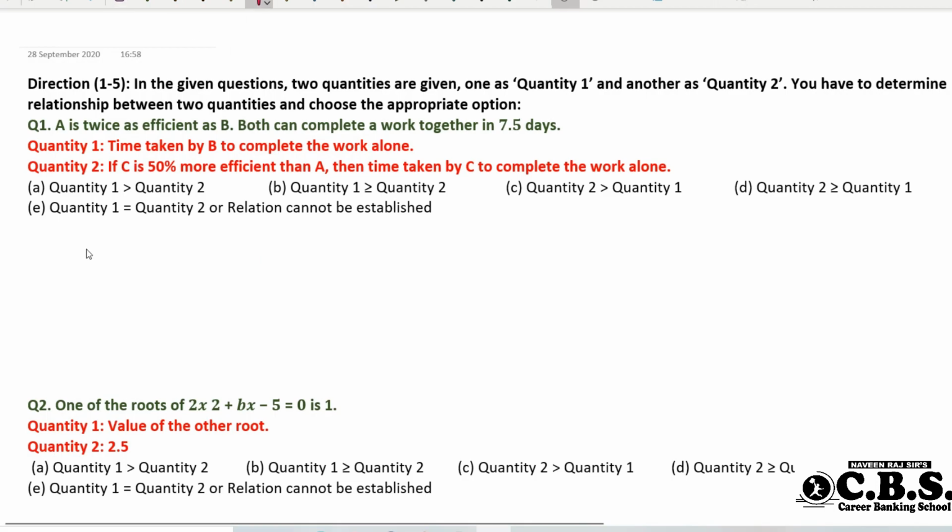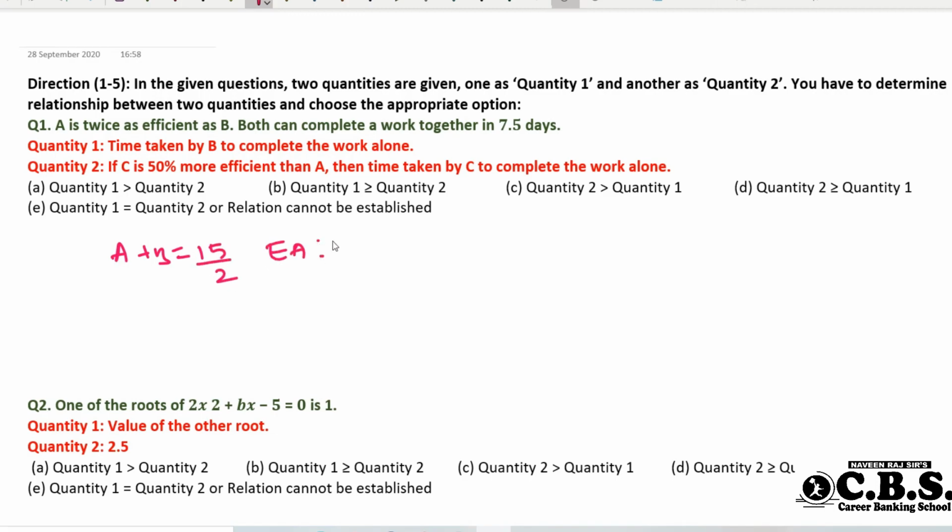So both A and B can complete the work in 15 by 2 days, and the efficiency of A to the efficiency of B is 2 is to 1 as per the question. What is the concept? Work is equal to efficiency into time. Which time is given? A and B's time together, which is 15 by 2. A and B means the sum of efficiencies. Total efficiency is 3 parts. So 15 threes are 45 by 2.